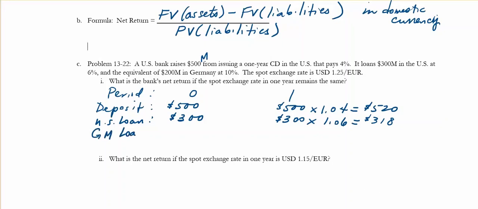In the German loan, I'm sorry, so the equivalent of 200 US dollars will be lent in Germany. So let's see how many euros that will be. So 1 euro per $1.25, and that will be 160 million euros.